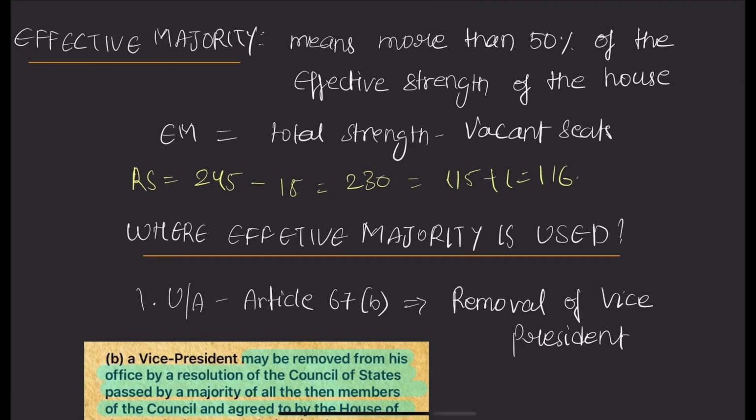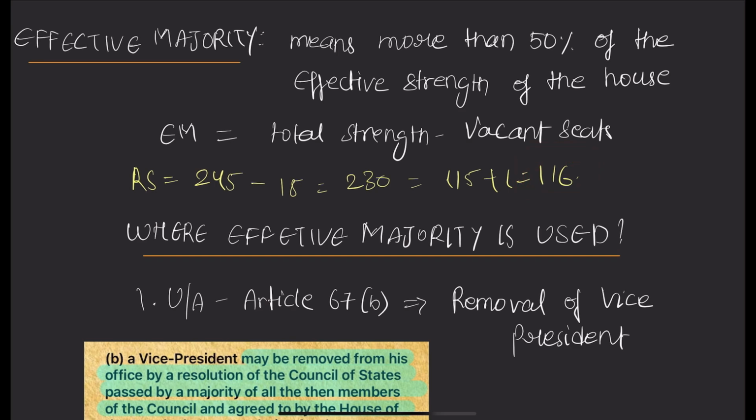So the next one is effective majority. Effective majority is more than 50% of the effective strength of the House. Effective strength is nothing but total strength minus vacant seats. So, for example, in Rajya Sabha we have 245 members as strength, but 15 are vacant. So 230 will be the effective strength. Half of 230 will be 115, plus 1, which is 116, is the effective majority.